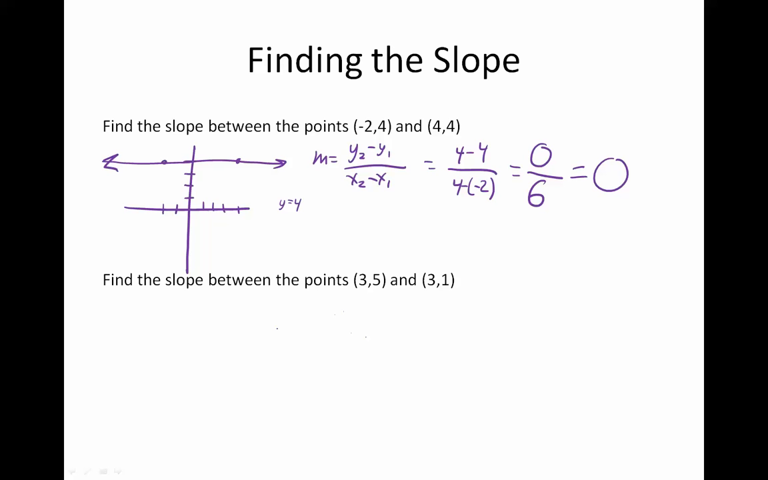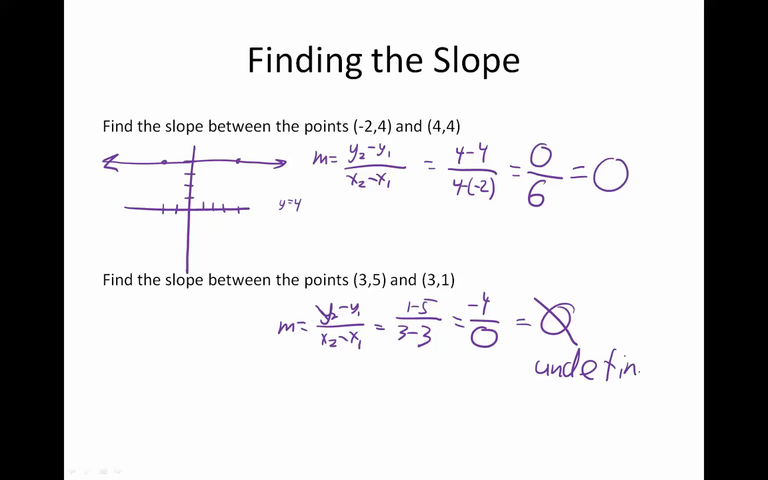Finally, we've got one last one. Again, the formula here, y2 minus y1 over x2 minus x1. This is 1 minus 5 over 3 minus 3. And notice that this time, when I do this, the 0 ends up in the denominator. And we can't divide by 0, right? That's one of those illegal rules in mathematics. We can't divide by 0, which means this is undefined. So we draw a 0 with a slash through it. It is undefined.